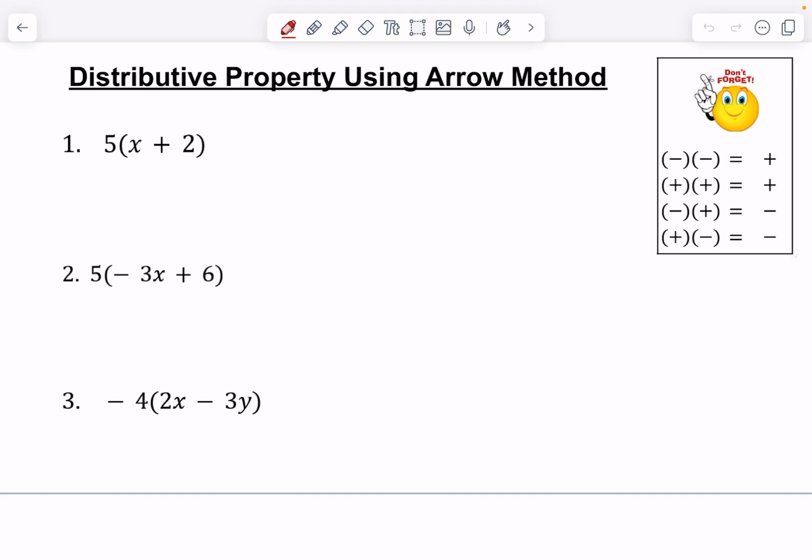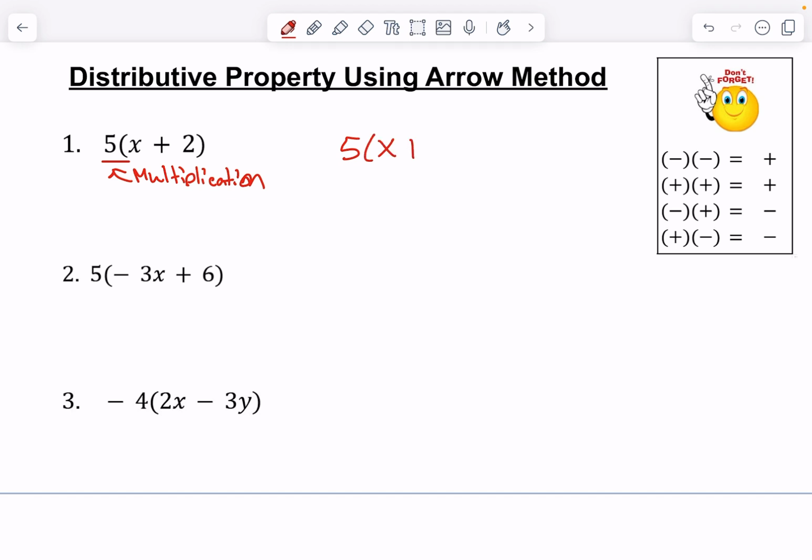So for our first example, we have 5 and then parentheses x plus 2. You need to remember that anytime you have a number next to a parentheses, that means multiplication. So this is actually saying 5 times x plus 2. Now, that means we have to multiply 5 with everything inside the parentheses.